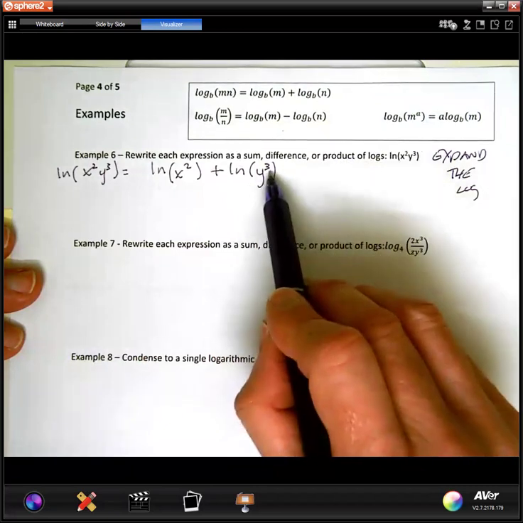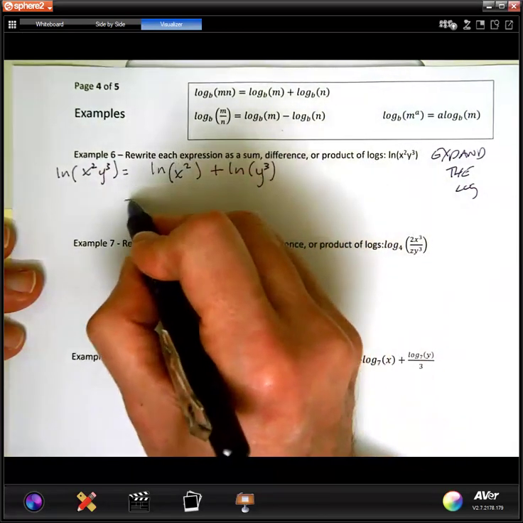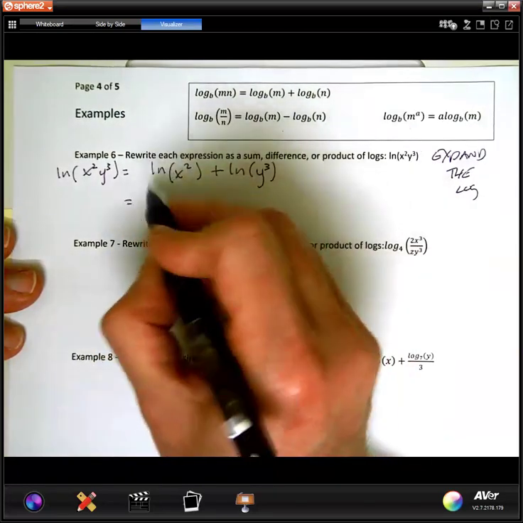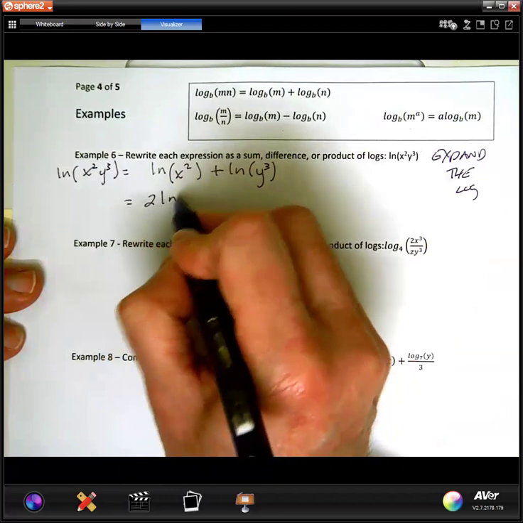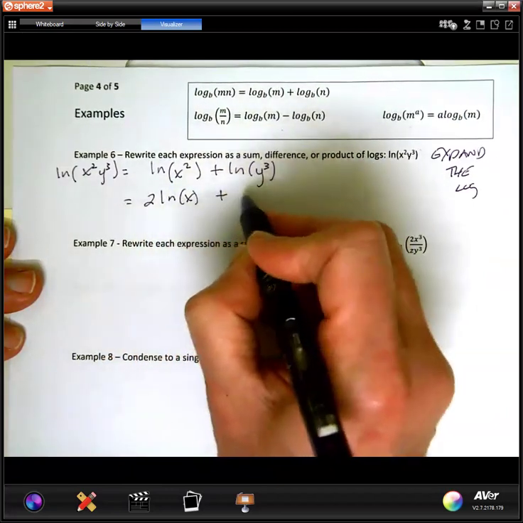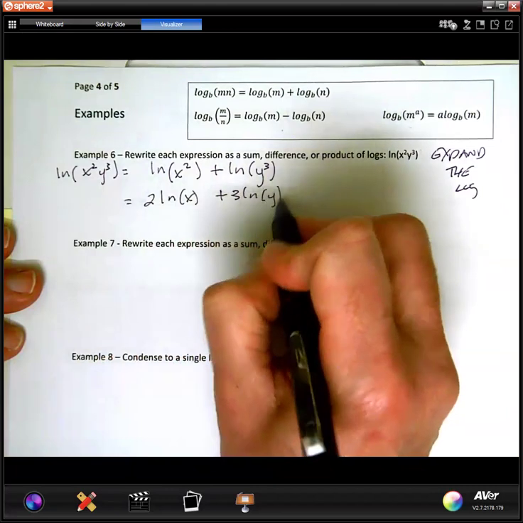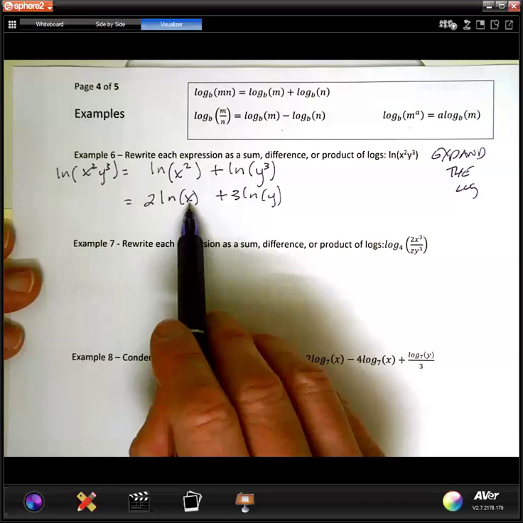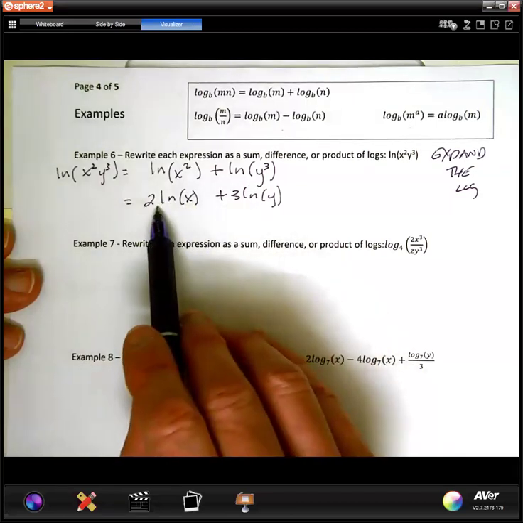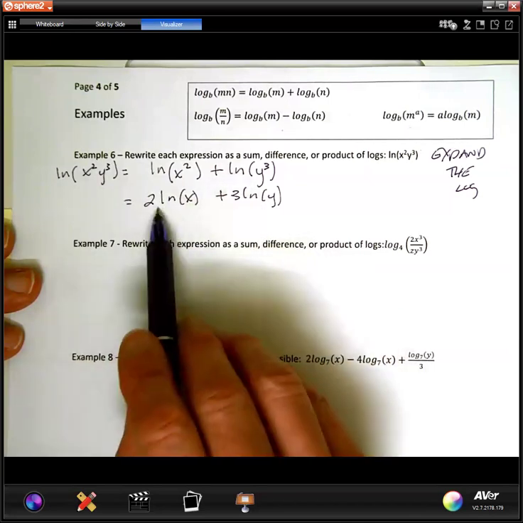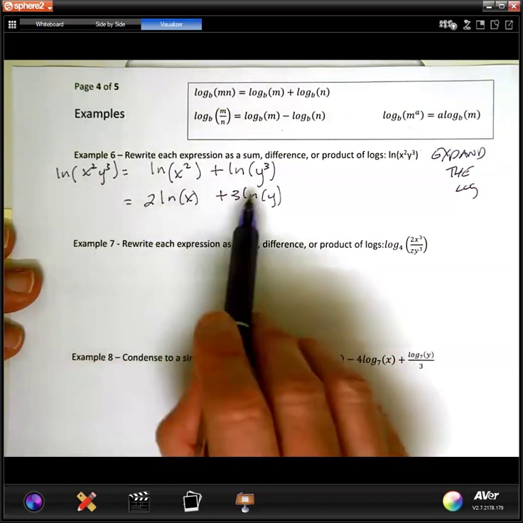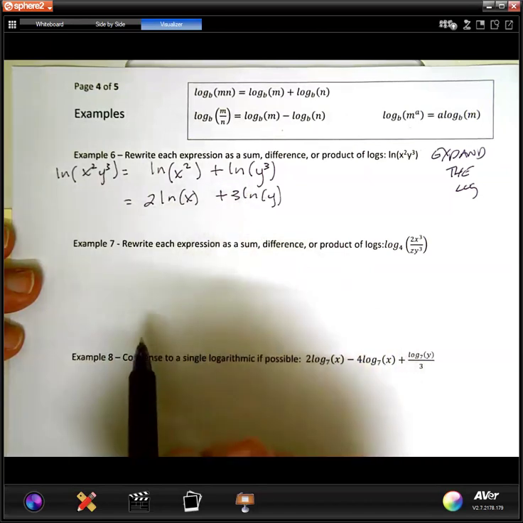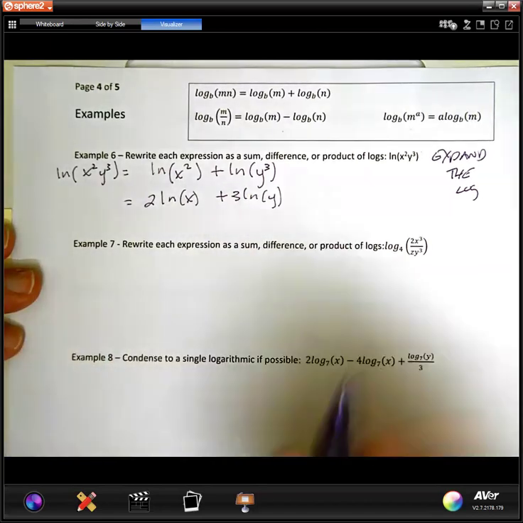So, product of logs. I'm going to now use the power rule and bring this down. I want to get this to its most basic log form, which is just the natural log of the variable or the number. And you'll notice that these are two transformations. Taking the natural log of x, and I'm stretching it by a factor of 2. Here I'm taking the natural log of y and stretching it vertically by a factor of 3. But I've done it. That's it.